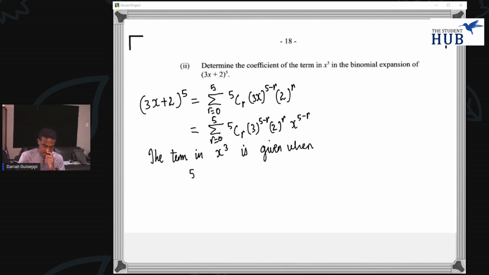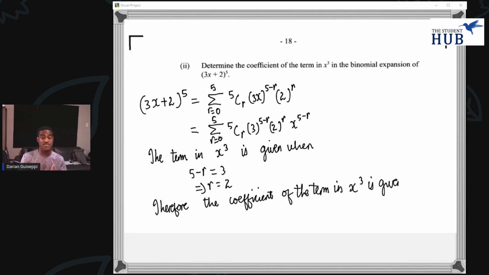So the term in x cubed is given when 5 minus r is equal to 3, therefore r is 2. And all we need to do now is find the coefficient of this. If we put r as 2 here, we would get x cubed, and then this here would be the coefficient. So all we need to do to get the coefficient of the term x cubed is substitute r is equal to 2 into the coefficient part, which would be this. And that's what we do next here.